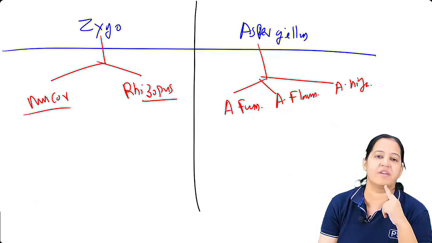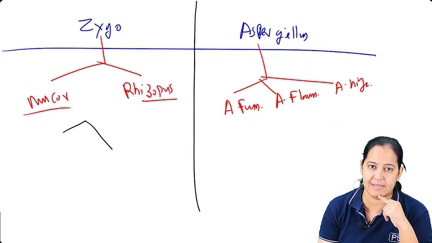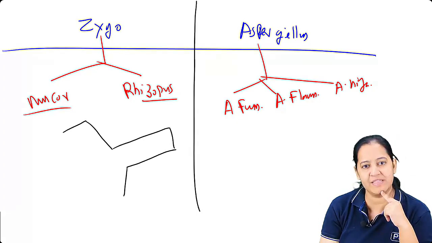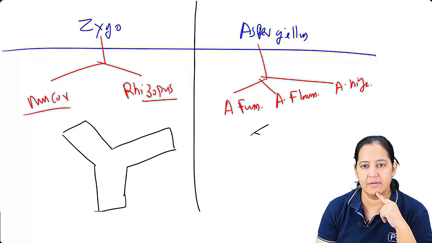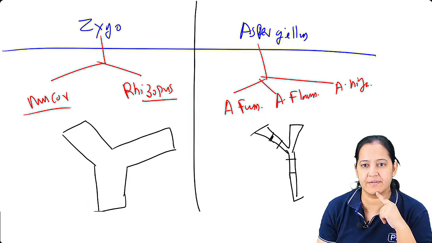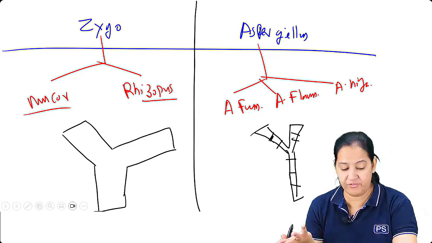So let me draw out the diagram of both. Let me draw the diagram of Zygo. It is a mold like this. Let me draw, then I will explain the differences between the 2. You have to learn basically the differences between the 2. Learn this, and here it's like this. You will tell the difference. 3 differences are there. See the diagram of both. Beautifully I have drawn. If you wish, you can also draw.